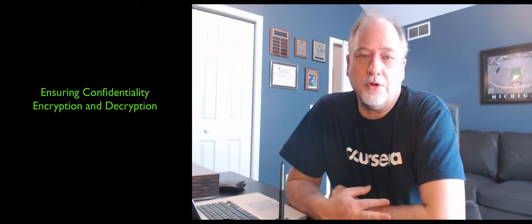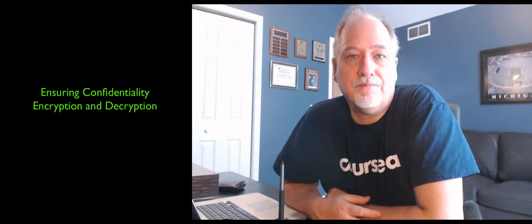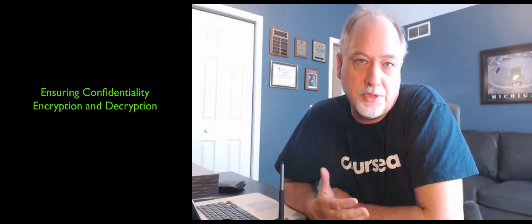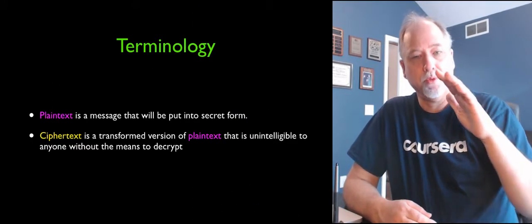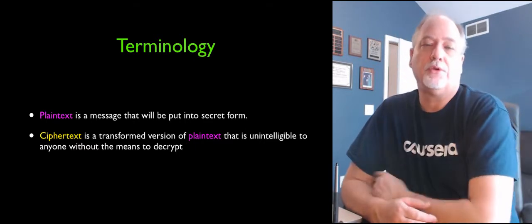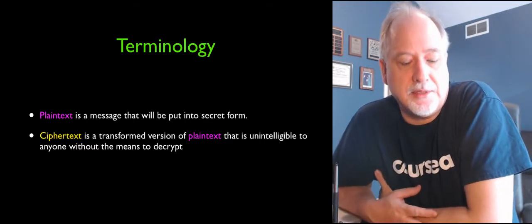So the first topic that we're going to talk about is confidentiality, encryption and decryption. And of course, this was what was going on at Bletchley Park in World War II. So the terminology that we'll use in this is plain text and ciphertext.